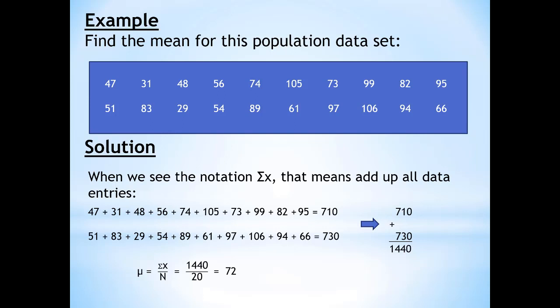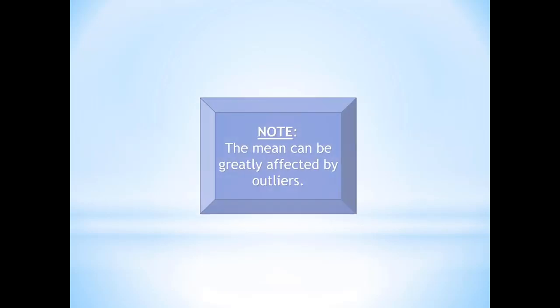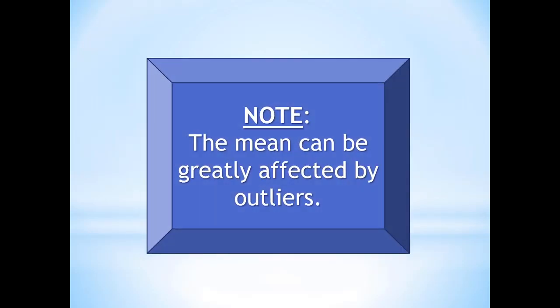How did I know it was mu and not x bar? Well, at the very beginning of this example problem, it said find the mean for this population data set. And when we talk about populations, we use the symbol mu. So mu is 72. We have another note. The mean can be greatly affected by outliers. So let's see an example of that.